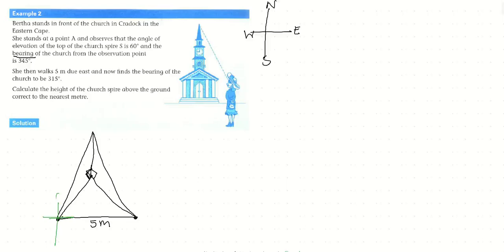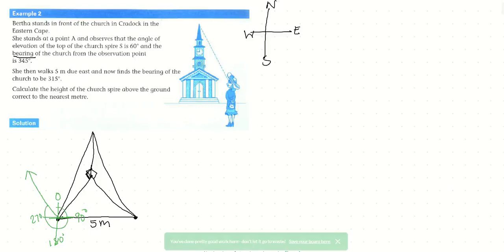And I know that that is 0 degrees. This is 90 degrees. This is 180 degrees. That's 270 degrees. So in actual fact, when she's standing here, she's not looking up there. She's actually looking somewhere along that view, because all of this must be 345 degrees. Do you agree?